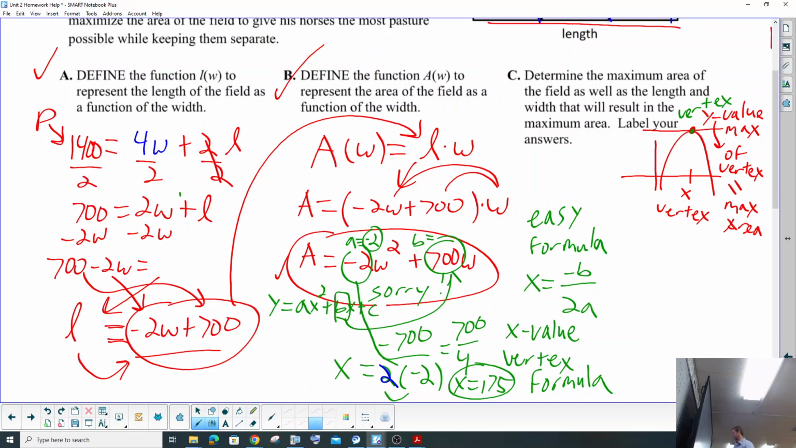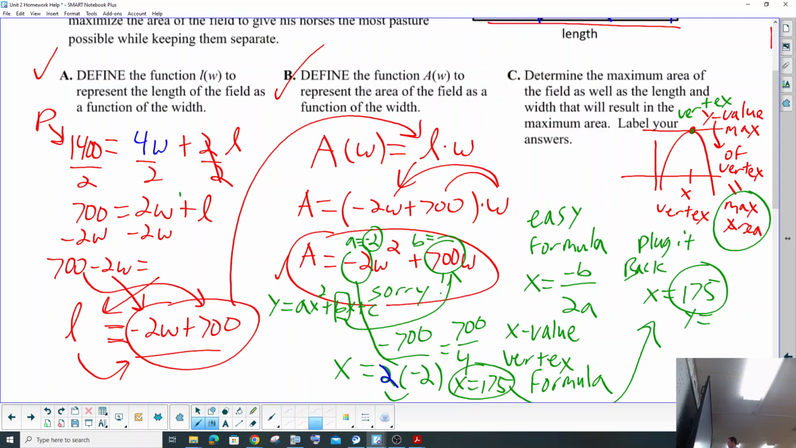So we found our x value of the vertex, but how do you find the y value of the vertex? Wow, this is a good problem, holy cow. How do we find the y value, which is our maximum area? We take our x value, 175, and plug it back into our equation, and it'll tell us what our y value is.